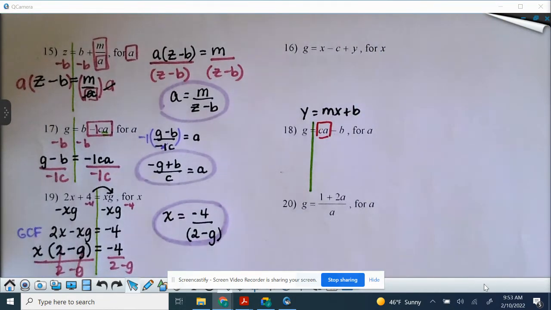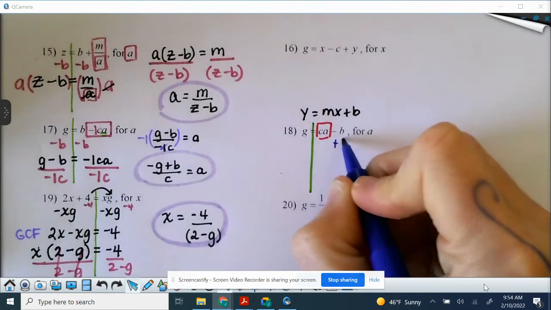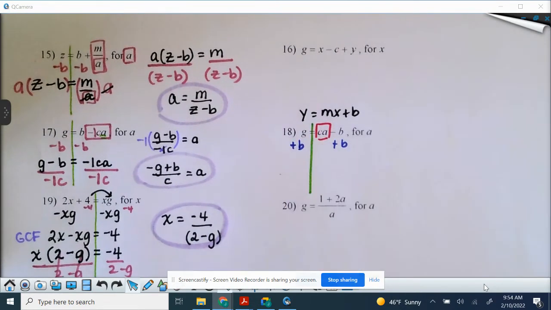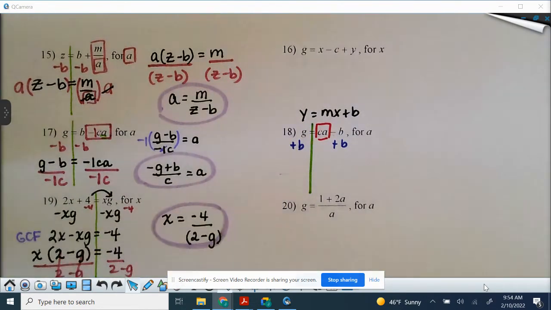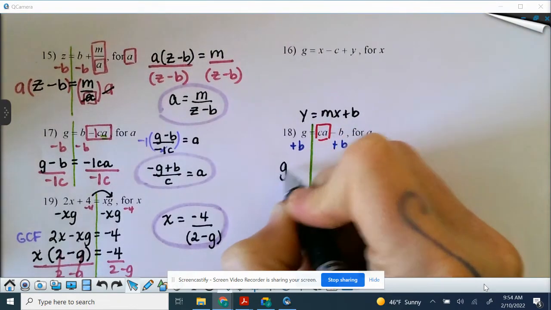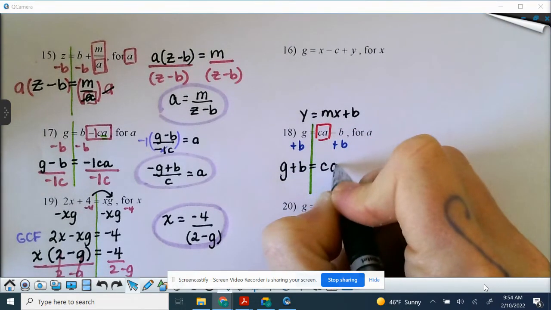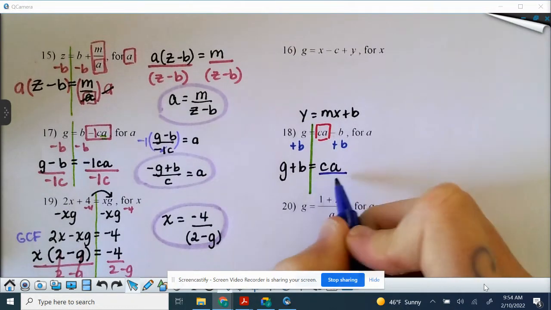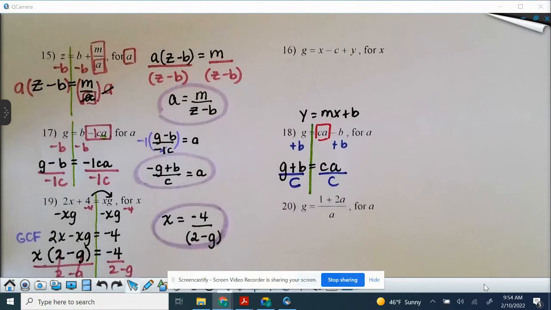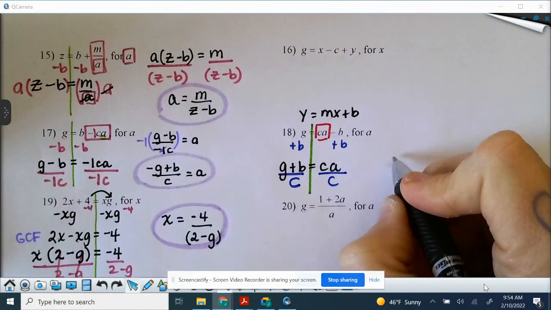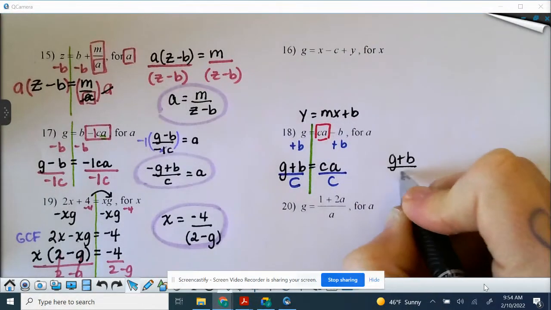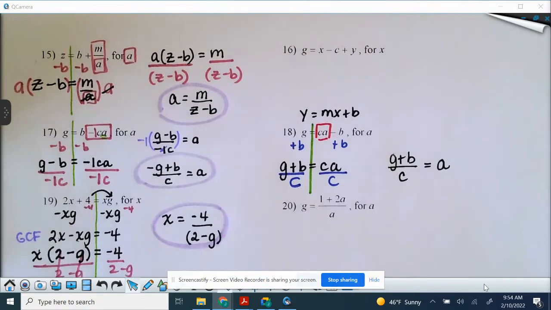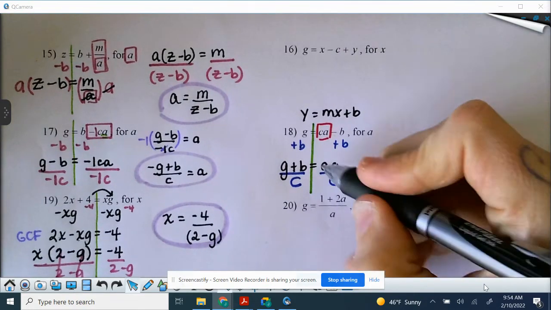On the outside is that minus b, so we're going to add b to both sides. So I now have g plus b, because that's what I did. g plus b equals ca. a is not by itself yet. It's attached to c by multiplication, so I'm going to divide. And that's going to be g plus b over c equals a. Now a is by itself.